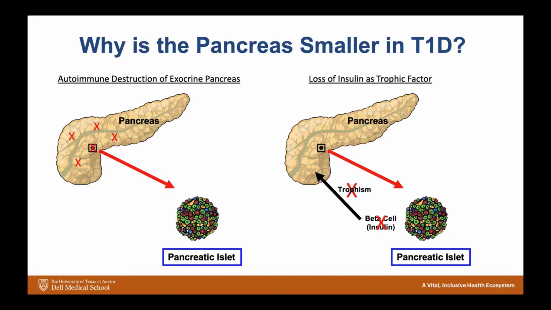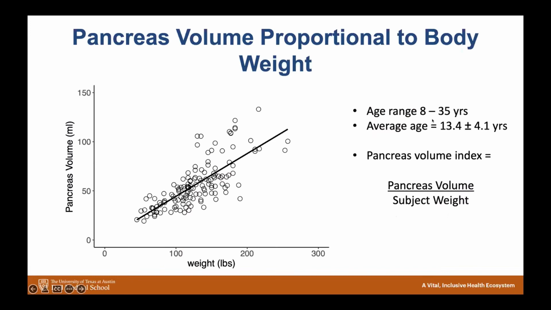And I can say that I'm not going to show it in this talk, but we've found some evidence that this is the case, certainly. We haven't ruled out that there might also be autoimmune destruction of the exocrine pancreas. It's certainly plausible that both of these mechanisms are at play here.